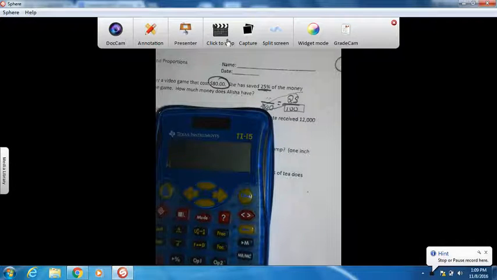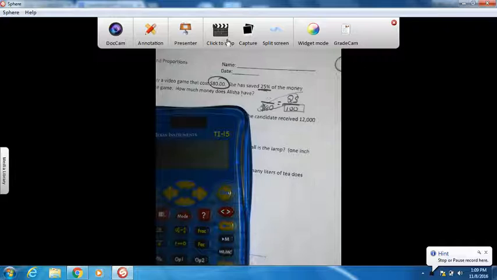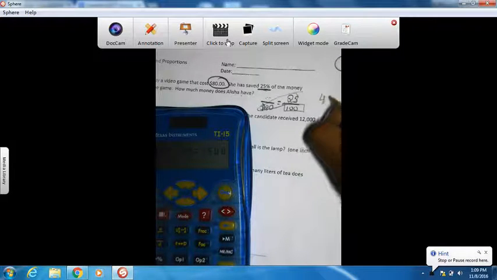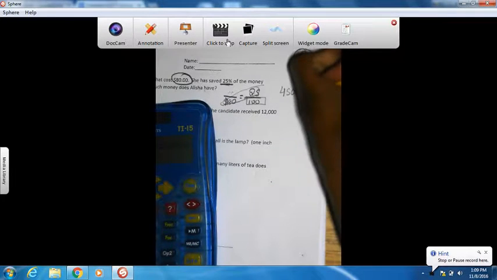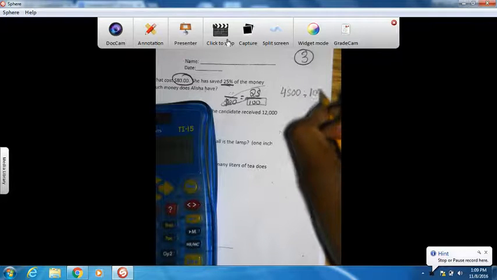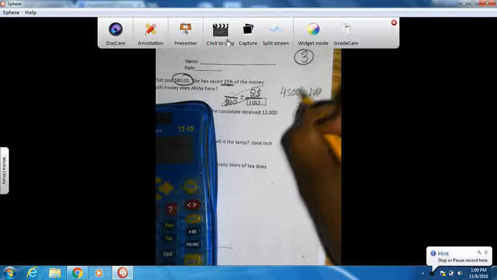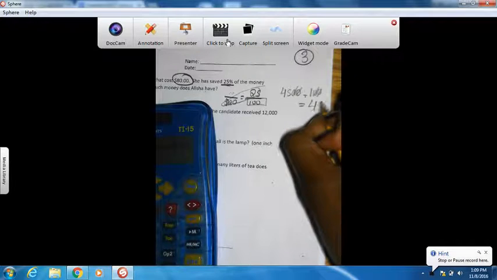So in our calculators, 25 times 180 gave us 4,500, and then we divide by 100. I love dividing by 100 because we can just cancel the zeros. That is 45.